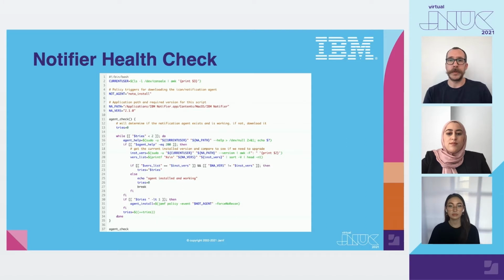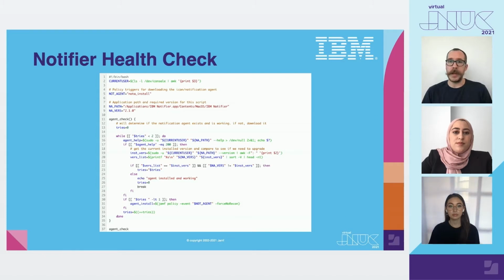Within the while loop that starts on line 15, the command that follows will attempt to call the IBM Notifier help page and capture the response of that command. If it's a 200, then we recorded a successful check. Anything else means there's something wrong. We'll now follow the successful path first.